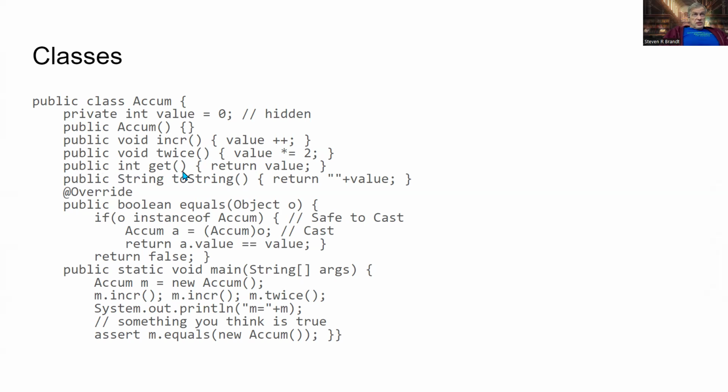We have a get method on here, sometimes called an accessor. So public int get returns this private value. And then I have a public String toString method. What this is going to do is create a string version of the contents of this class. The way it does it is it creates empty quotes and adds value, and the Java runtime will convert this to a string for us.